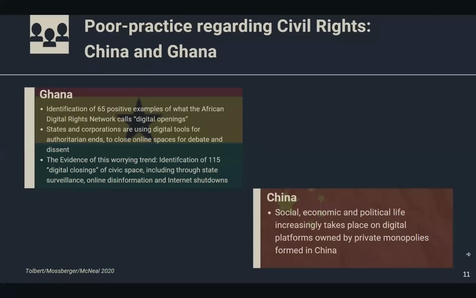Now we also come to poor practice regarding civil rights in Ghana. Around the world, individuals are adopting and adapting digital technologies to expand the boundaries of online civic space to demand change and claim rights, besides seeking protection against the growing trend of digital authoritarianism. Recent research in Ghana from 2020 to 2021 identified growing concern within civil society that states and corporations are using digital tools for authoritarian ends. The research in Ghana also found evidence of this worrying trend, identifying 115 digital closings of civic space.